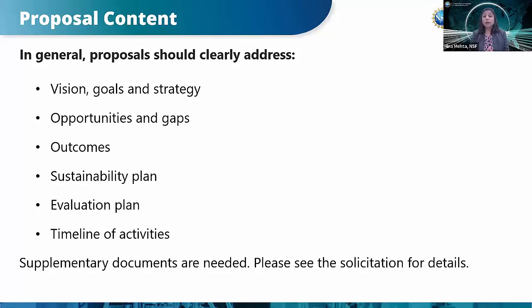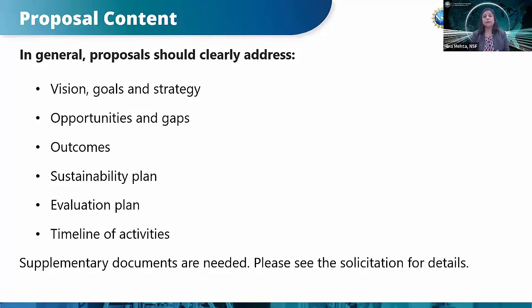Sustainability plan: how the organization plans to sustain itself beyond the ART funding. As we keep saying, ART funding is a catalyst, but we wish that these activities will continue and the organization will continue to grow after the ART funding is over. What is the evaluation plan in place? How would you evaluate that you are making progress? What are the metrics that you will hold yourself accountable to, to make sure that you are moving in the right direction as the award moves forward? And the timeline of activities that will be accomplished during this funding period.